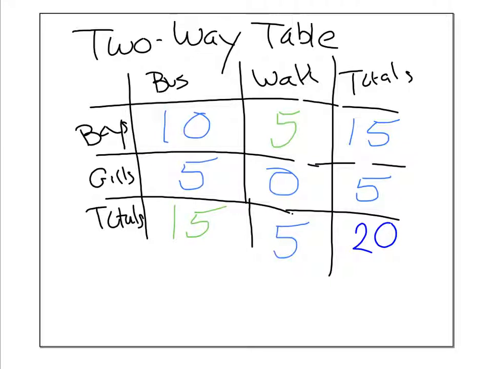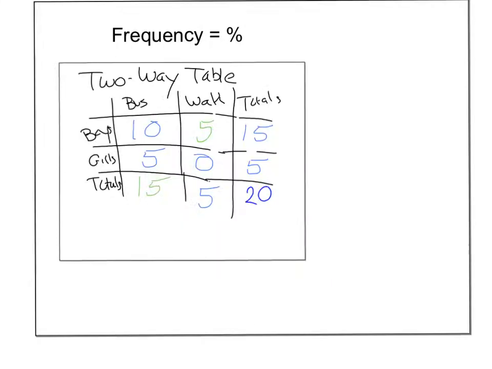This should be the total of the 2 above it. These should total up to your 20.